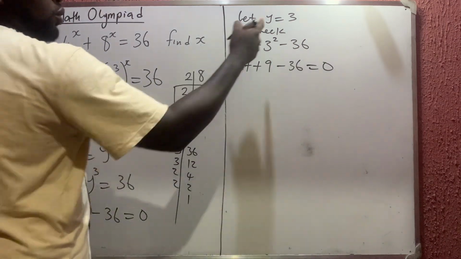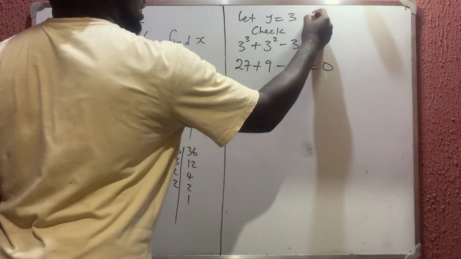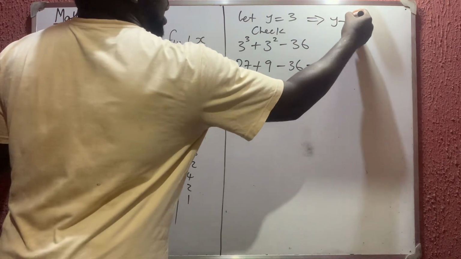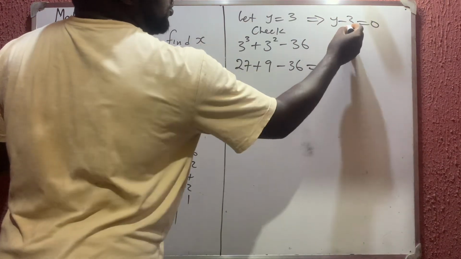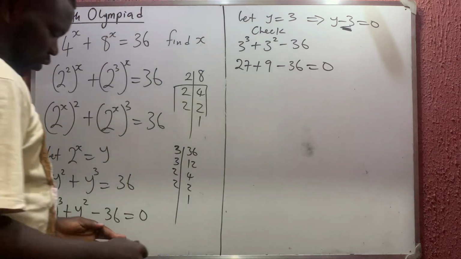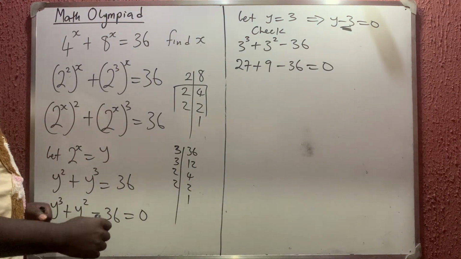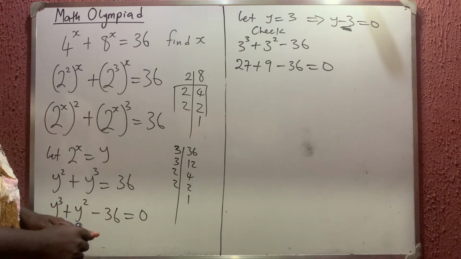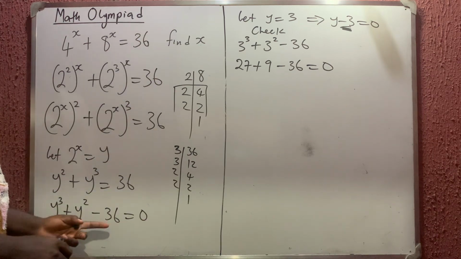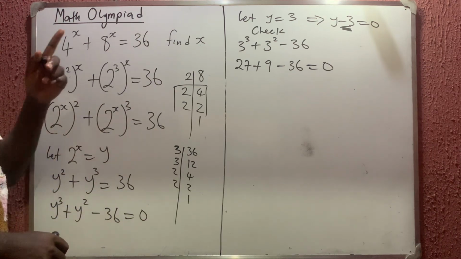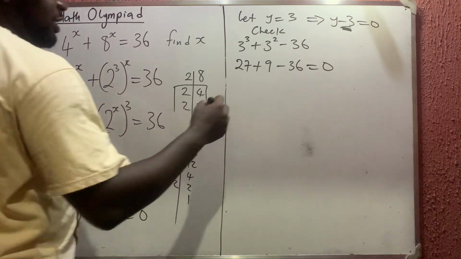Since you have 0, just take this to this side to have that y minus 3 is equal to 0. So this is now a factor of this equation. Since it's a factor, we use it and divide the equation.